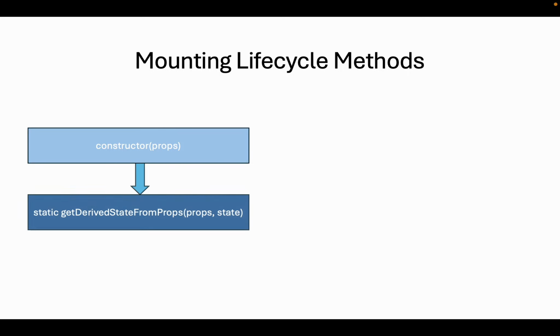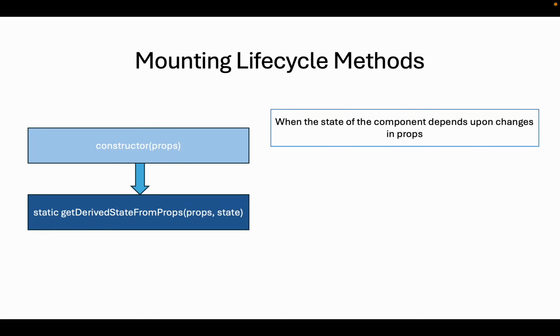After the constructor we have another method. This is actually a static method named getDerivedStateFromProps. As per the React documentation, this is a very rarely used method. The actual way of using this method is only when your state is dependent on the props passed from the parent. Like any props that are coming from the parent and are dynamic, and your component state is dependent on that, in those scenarios you can use getDerivedStateFromProps when the state of the component depends upon changes in the props.